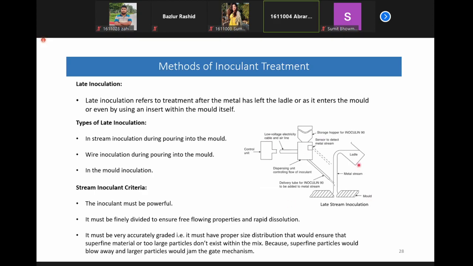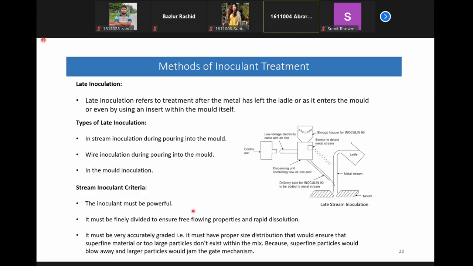So this is an example of in-stream inoculation. It's very similar to the previous one, where you have a hopper, a dispenser that dispenses the inoculation into the stream. But here, instead of going from furnace to ladle, we are going from ladle to mold, and just as it enters the mold, this stream is being provided. Now, there's a couple of criteria that needs to change.